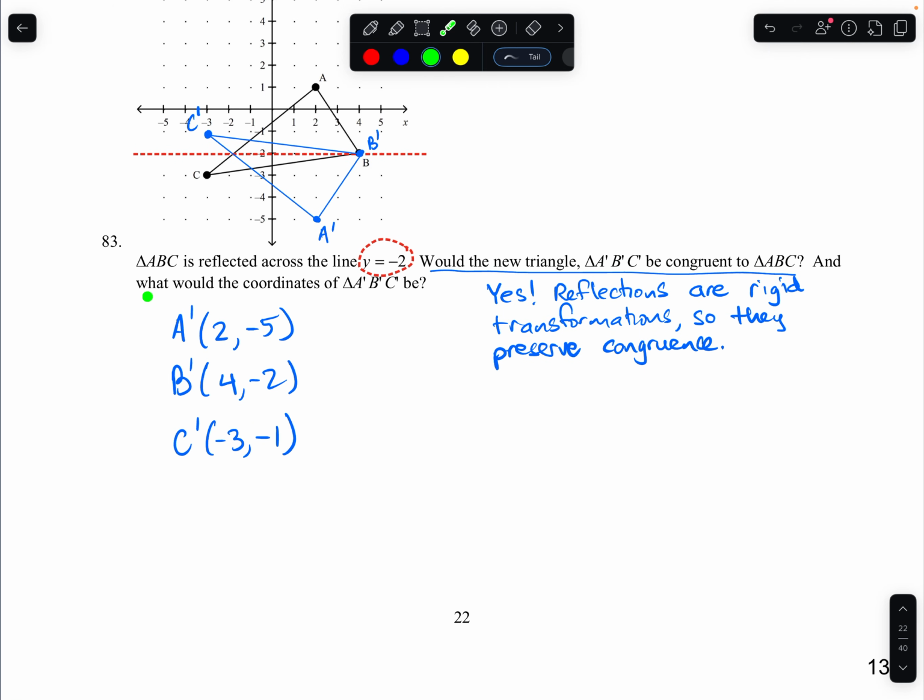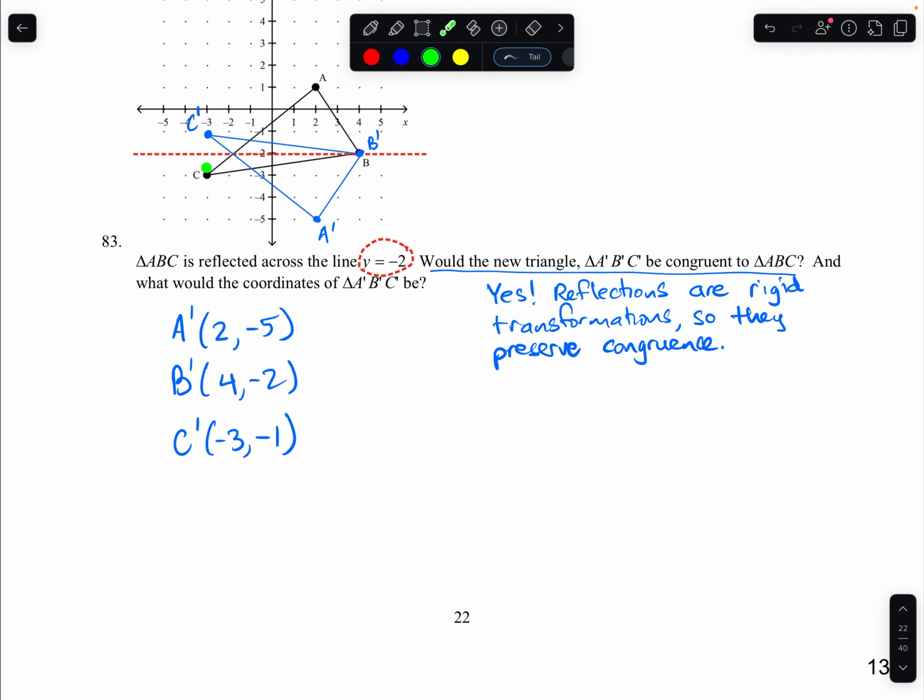But it also asks us, what would the coordinates of A prime, B prime, C prime be? And that's the whole reason I drew the line of reflection. Corresponding points like A and A prime, or B and B prime, or C and C prime, those are going to be the same distance away from the line of reflection, just in opposite directions. So A is 1, 2, 3 units above the line of reflection, so A prime will be 1, 2, 3 units away as well, just below.